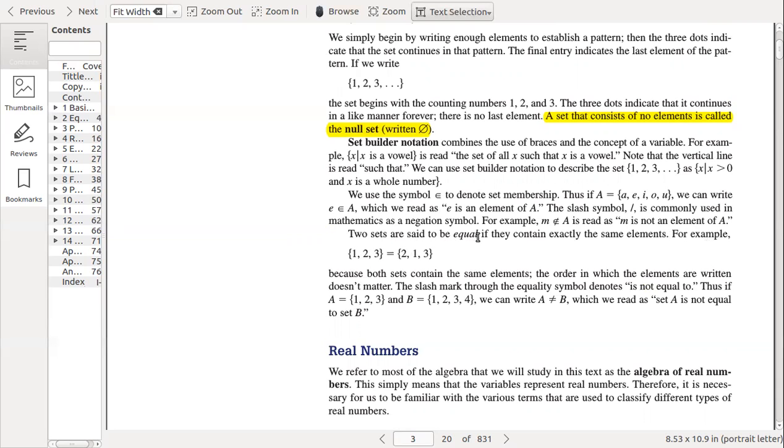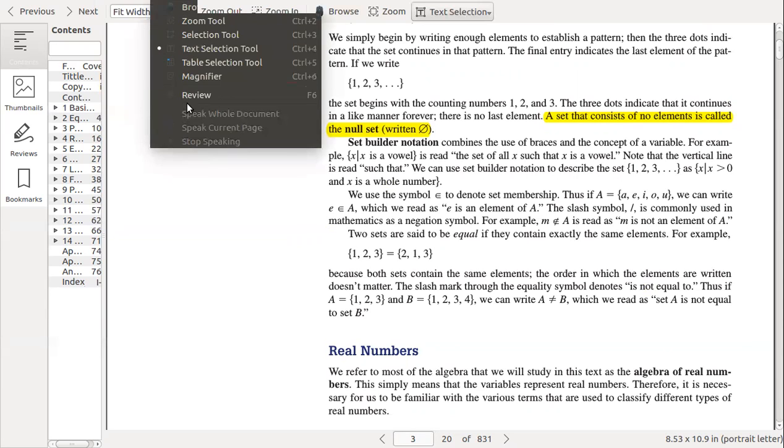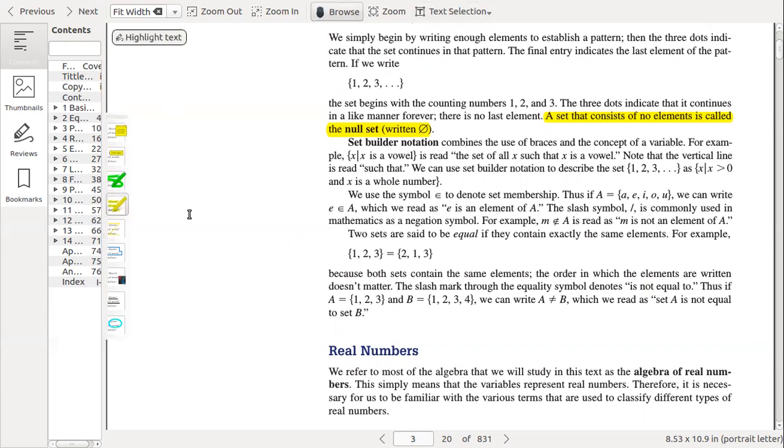Two sets are said to be equal if they contain exactly the same elements. For example, {1, 2, 3} is equal to {2, 1, 3}, because both sets contain the same elements; the order in which the elements are written doesn't matter. The slash mark through the equality symbol denotes "is not equal to." Thus, if A = {1, 2, 3} and B = {1, 3, 2, 3, 4}, we can write A ≠ B, which we read as "set A is not equal to set B."